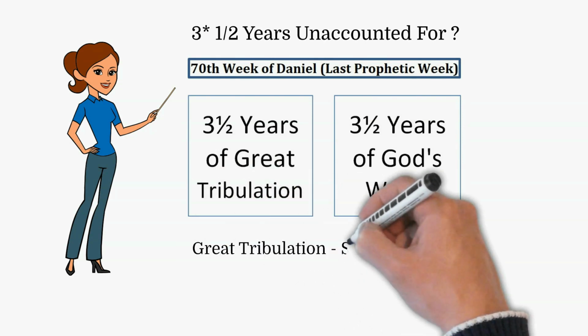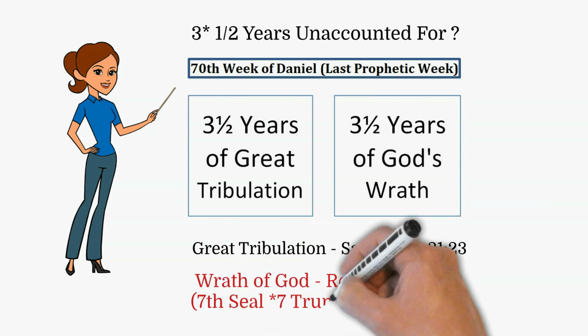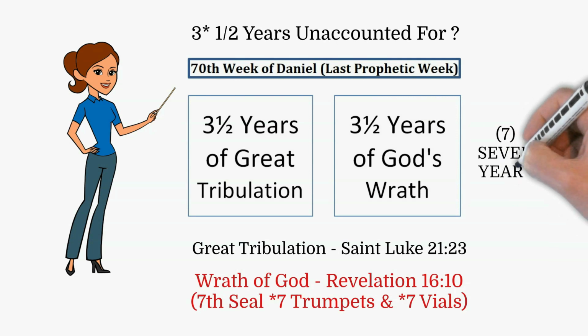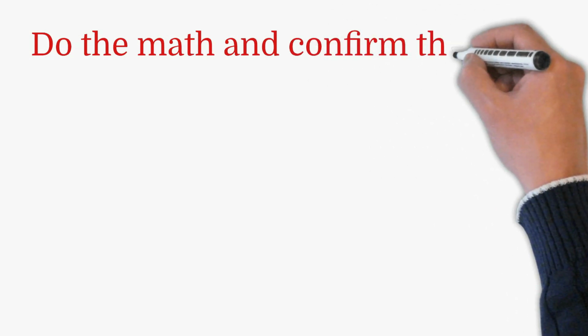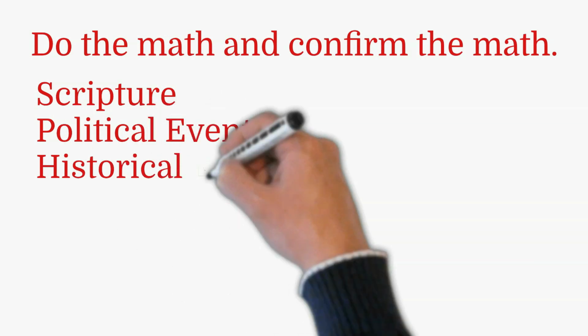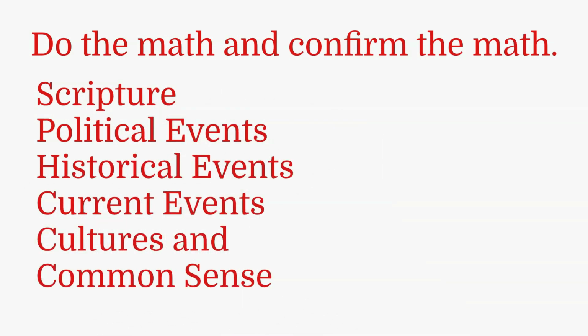Many are lumping these 2 different events together. The Great Tribulation period is Antichrist's wrath upon the Jews and Christians. The wrath of God is the 7th seal judgment upon Antichrist and the New World Order. When you do the math, you must also confirm the math. This can be accomplished through either scripture, political events, historical events, current events, cultures, and just plain common sense.